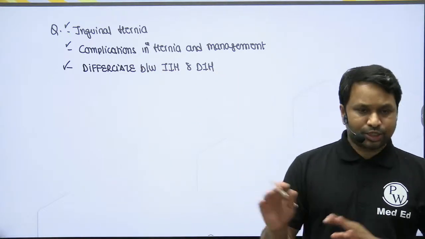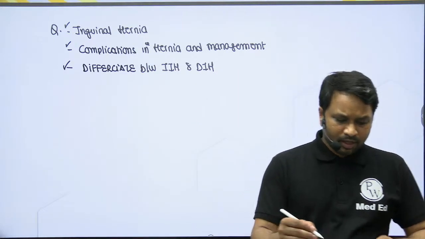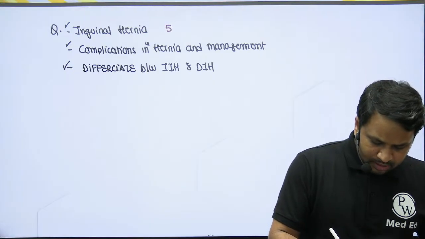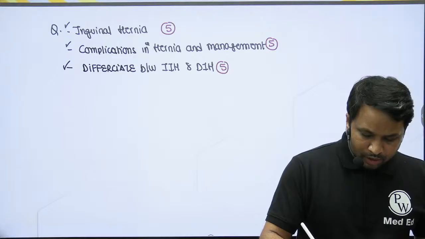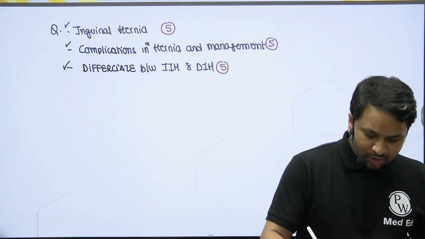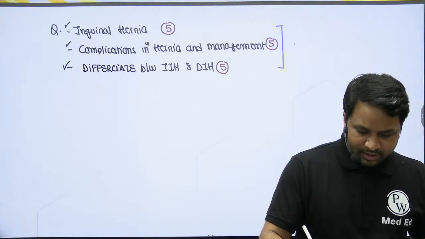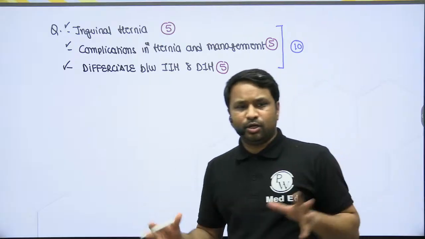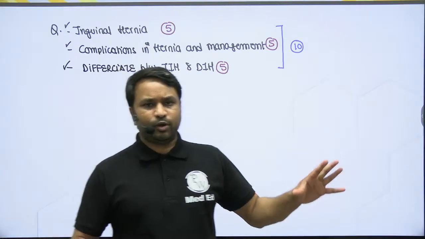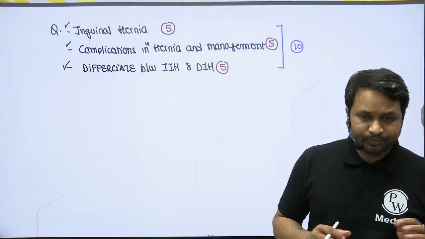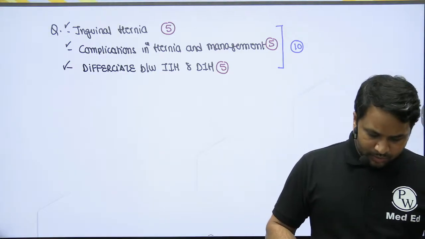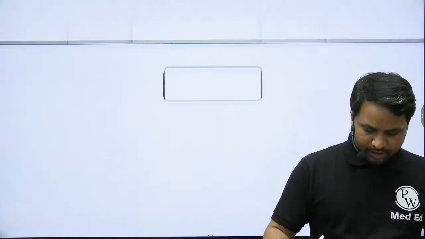So these were the questions which were asked. We'll try to summarize them. A short note was for 5 marks. Complications was 5 marks. And there was one question where a combination of these two was given, that is the difference, and this was of 10 marks. We'll try to give you a wholesome approach, so that if a question comes, you know how you are going to write accordingly. Clear? Right. So let's dig in with respect to the first one, which is inguinal hernia.